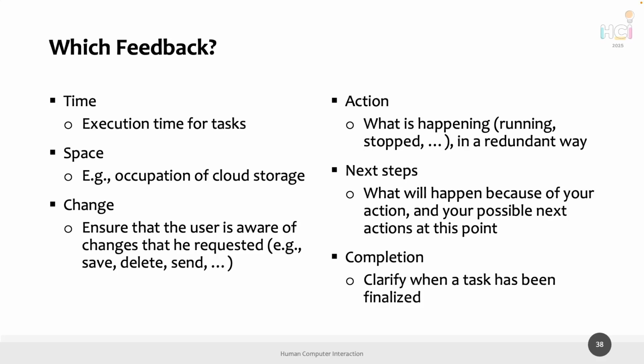Which feedback can I have in my interface? It's important to give feedback about time, so the execution time for the different tasks. We can give feedback about space, so for example, the occupation of a storage. We should give feedback about action, what is happening, running, stopped, in a redundant way. And we can give feedback for the next steps. So again, you have probably seen this in other principles, but the feedback is really important.